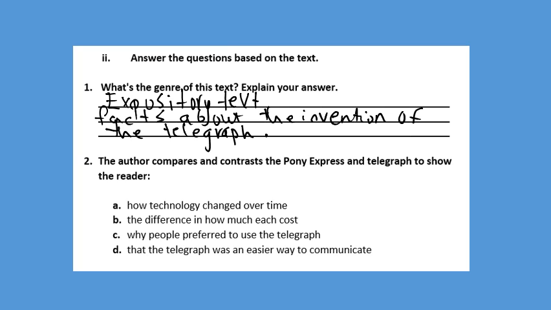Question number 2. The author compares and contrasts the Pony Express and telegraph to show the reader: A. How technology changed over time. B. The difference in how much each cost. C. Why people prefer to use the telegraph. And D. That the telegraph was an easier way to communicate. The correct answer is D, to show the reader that the telegraph was an easier way to communicate.